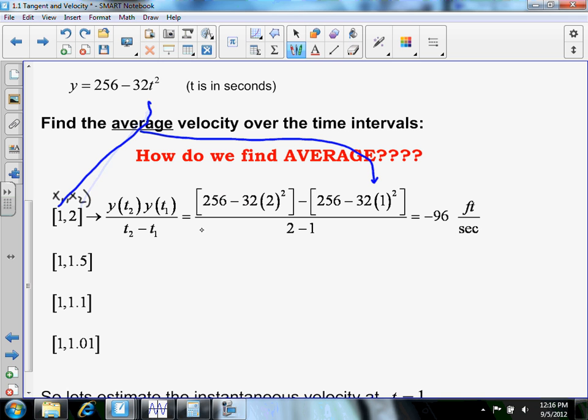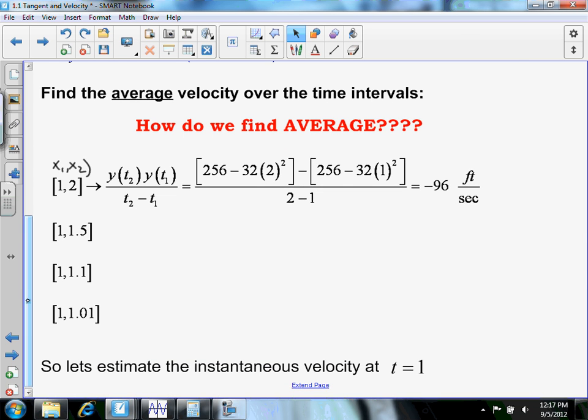All right, and when we do that, we get 52 minus 32 times 2 squared minus 52 minus 32 times 1 squared. And on our bottom, it's just our interval. It's from 2 to 1, so it's 2 minus 1. And we get an average velocity from 1 second to 2 seconds of 96 feet per second.